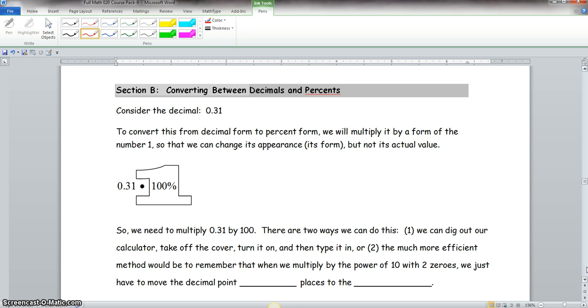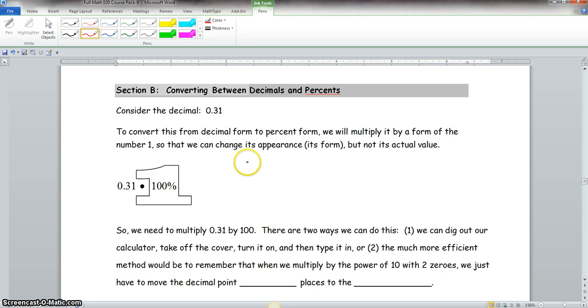Consider the decimal 0.31. To convert this from decimal form to percent form, we will multiply it by a form of the number 1 so that we can change its appearance, its form, but not its actual value. So we'll have 0.31 times 100%. Now we know 100% means 1. So this is really 0.31 times 1.